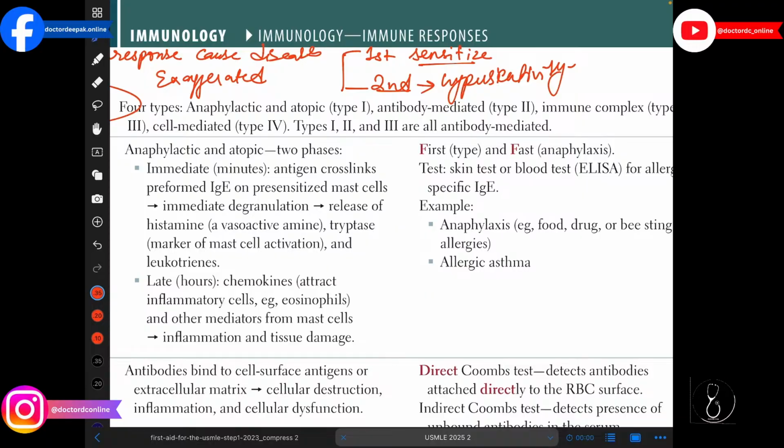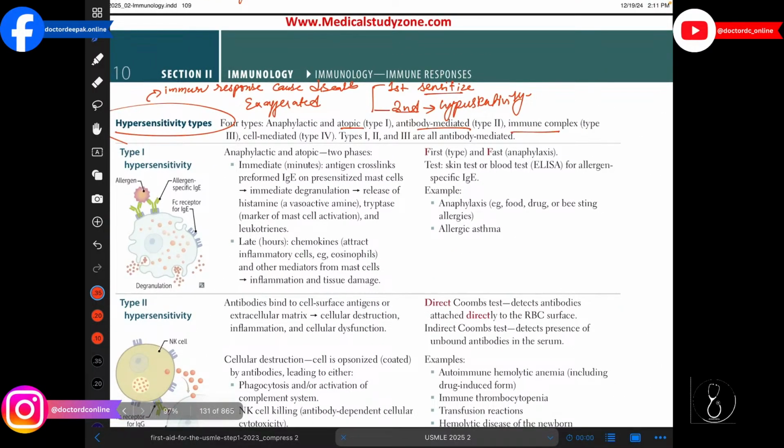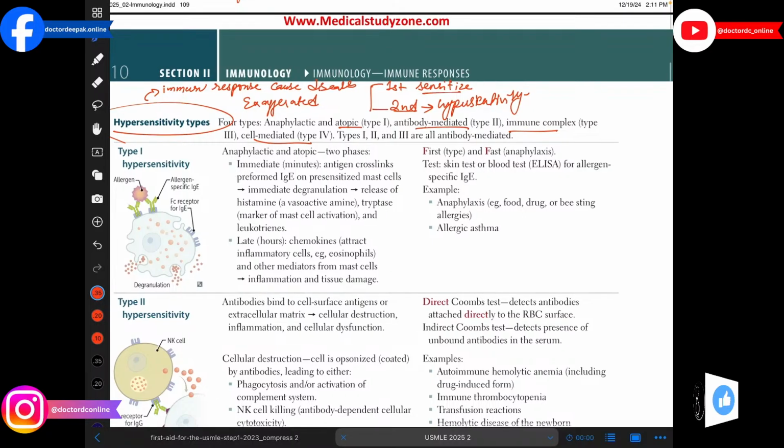The symptoms come from overreaction of the immune system, and there are four patterns of underlying immune response: type 1, 2, 3, and 4. There are four types: anaphylactic and atopic type 1, antibody-mediated type 2, immune complexes type 3, and cell-mediated type 4. First, we are going to talk about type 1. Type 1 is an immediate reaction to antigen, within minutes, and it can happen by pollen, pets, and so on, and they have preformed IgE antibody from primary exposure.